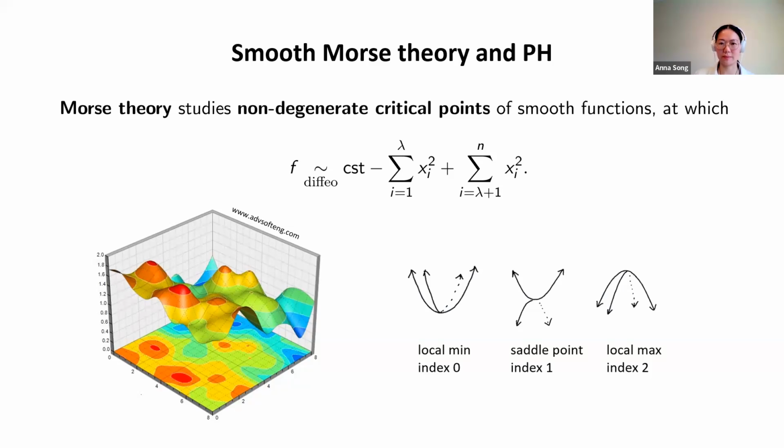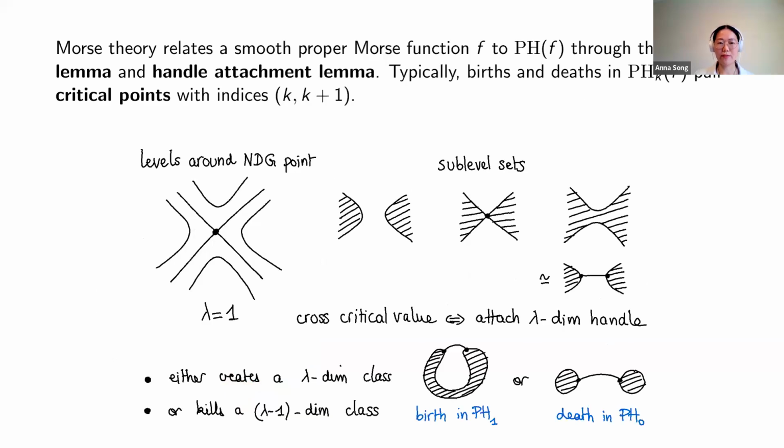and saddle points. In fact, Morse theory will help us to interpret the SDPH diagrams. For now, I'm still talking about the smooth setting. So Morse theory relates smooth proper Morse functions to their persistence diagrams, because you have two very well-known lemmas, the isotopy lemma and the handle attachment lemma.